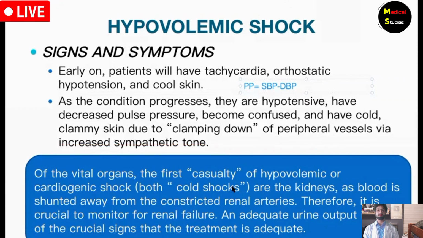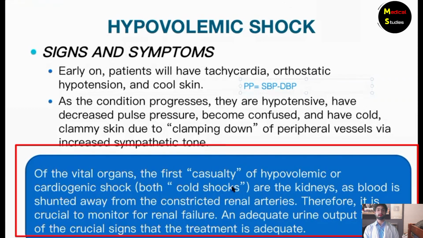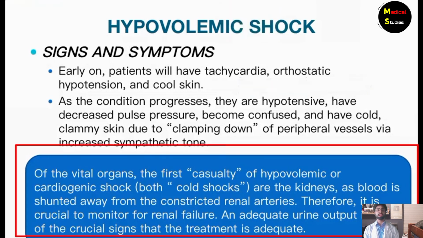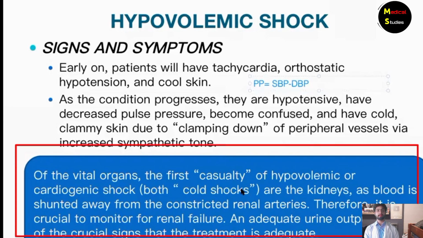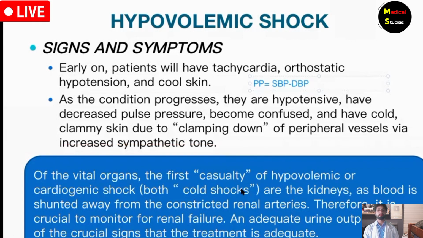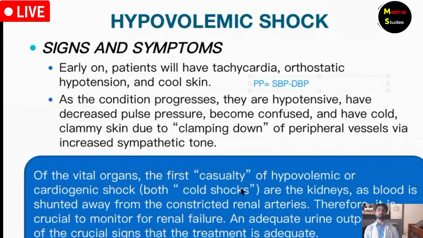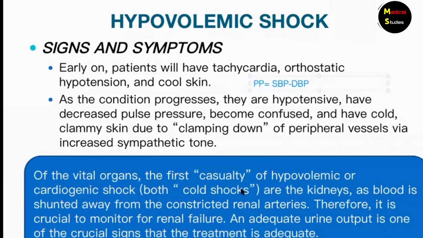Got it, everyone? So the first casualty among organs in hypovolemic or cardiogenic shock, both cold shocks, are the kidneys, as blood is sent away from the constricted renal arteries. Therefore, it is crucial to monitor for renal failure. An adequate urine output is one of the crucial signs that the treatment is adequate. Both are cold shocks as a result of peripheral vasoconstriction. Okay, got it?